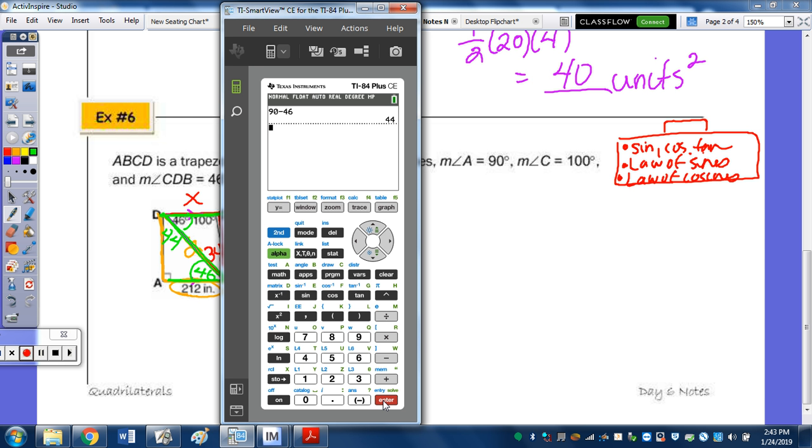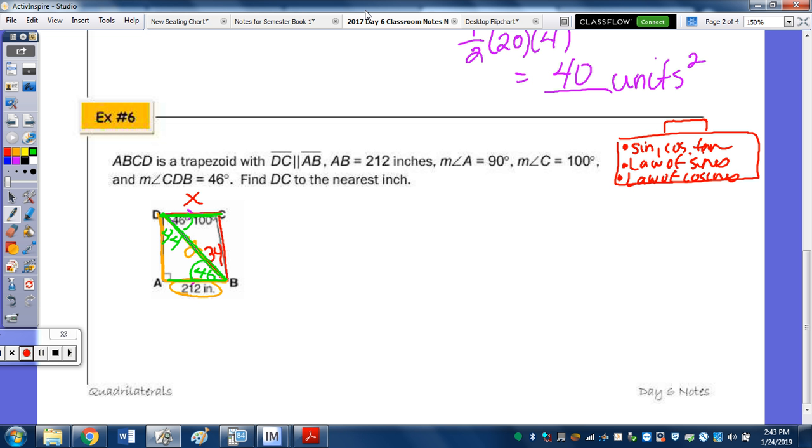So we can use whatever angle you want. You want to use the 46 degree angle, or you want to use the 44? 46. So if I'm using the 46, we have the side adjacent, which is which ratio? Sine, cosine, or tangent. And hypotenuse. We have adjacent, so it's cosine of 46 degrees equals 212 over y.